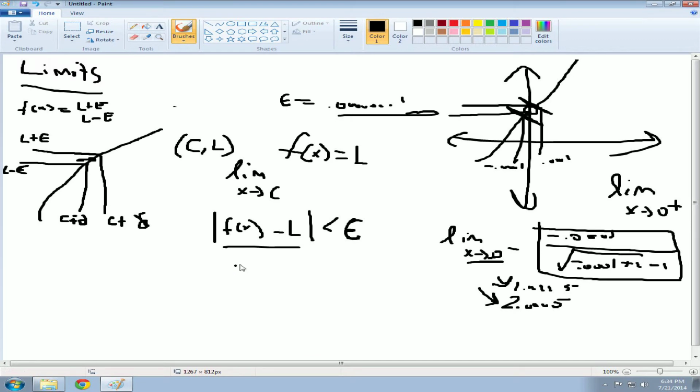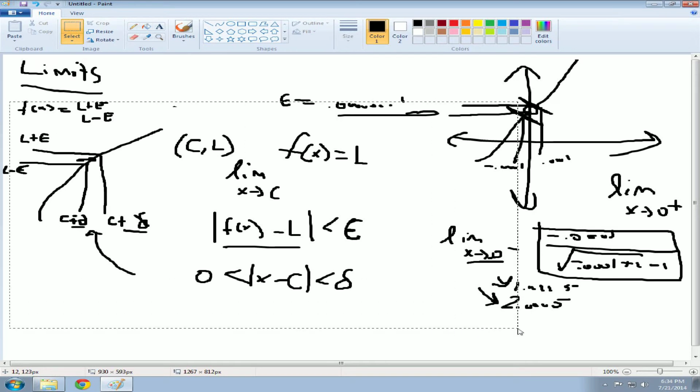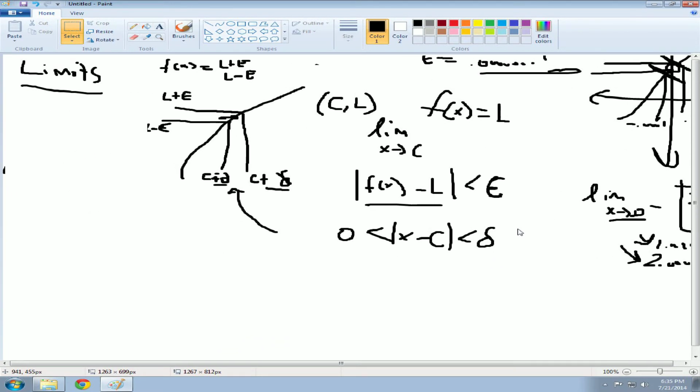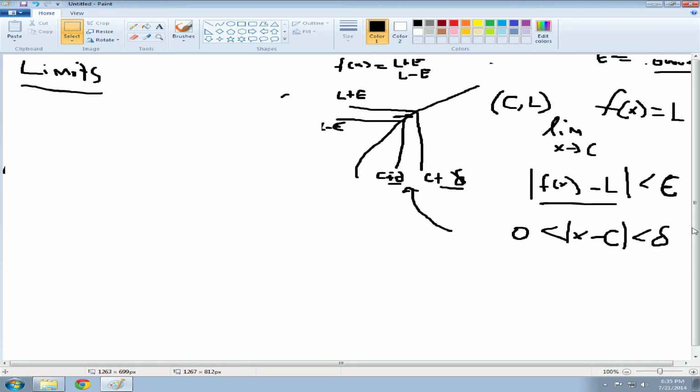Then we have the same thing over here: 0 is less than the absolute value of x minus c, which is less than delta, and this is still on the left and right side. You just move it over and you have a minus and plus, so that's why you have absolute value. This is the definition of limits, which is super hard to understand, so you have to do a lot of practice with this. But I'm going to use this to solve a quick problem.